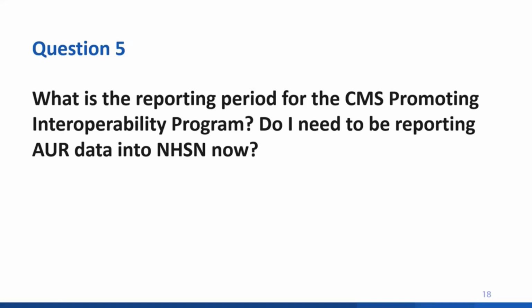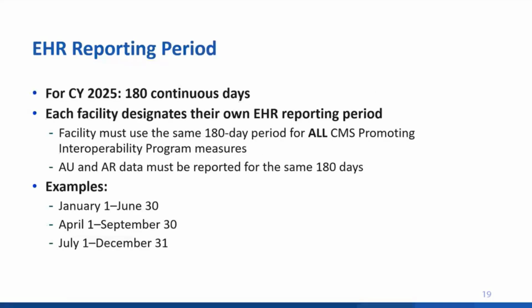So what is the reporting period for the CMS Promoting Interoperability Program? And do I need to be reporting AUR data into NHSN now? Next slide, please. For calendar year 2025, it is 180 continuous days. NHSN cannot tell you what your reporting period is. Each facility designates their own EHR reporting period, and the facility must use the same reporting period for all CMS program measures. AU and AR data must be reported for the same 180 days.